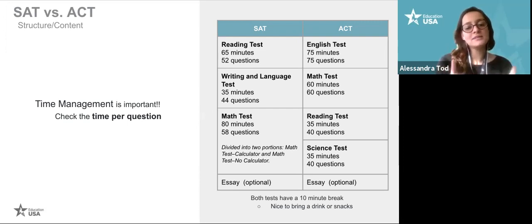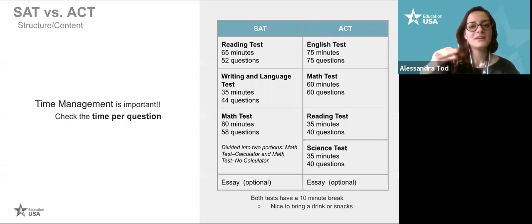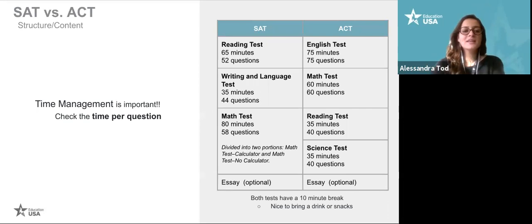Also, both tests have a 10-minute break. I think the SAT has a break just after the reading part, and the ACT has a break just after the math part. So it's nice for you to take some snacks and drinks for the test, so you can relax a little bit and put your head back in the test.